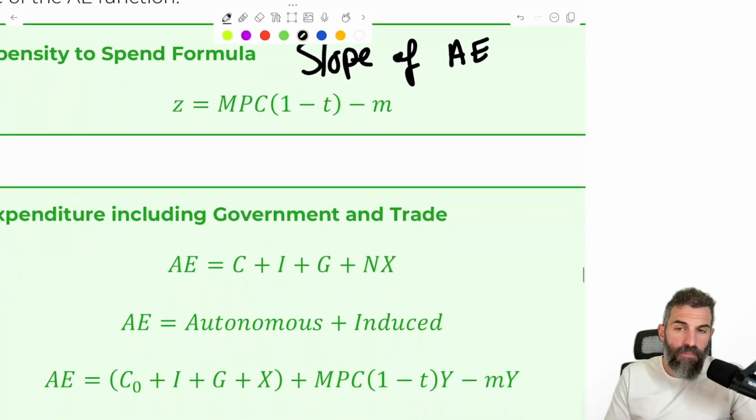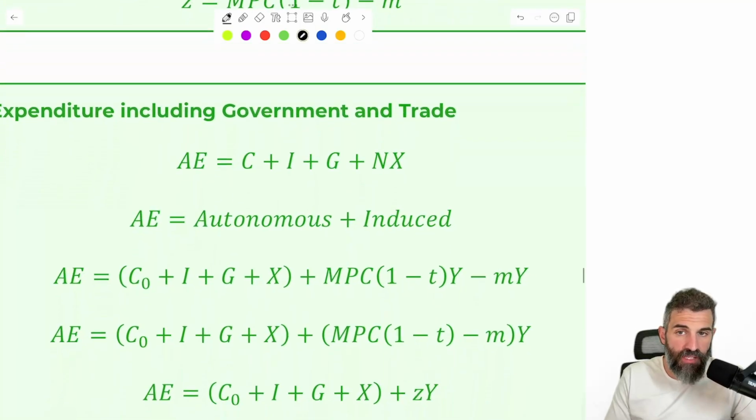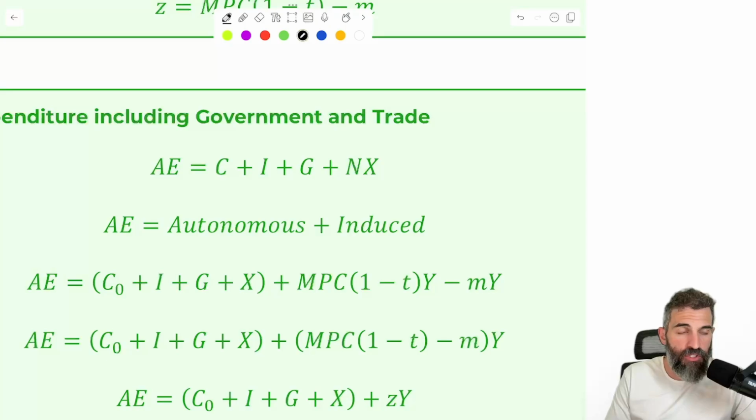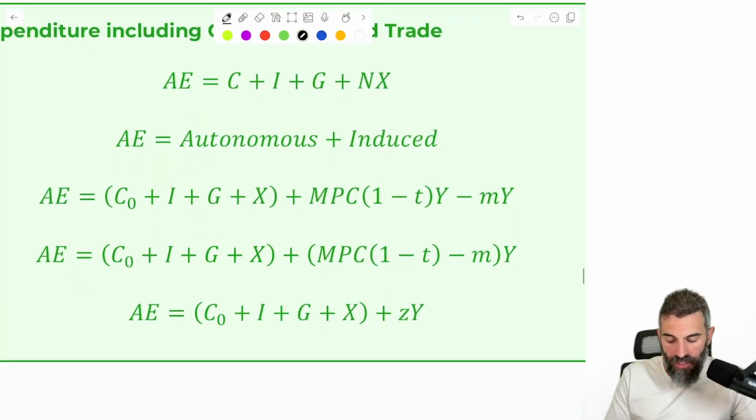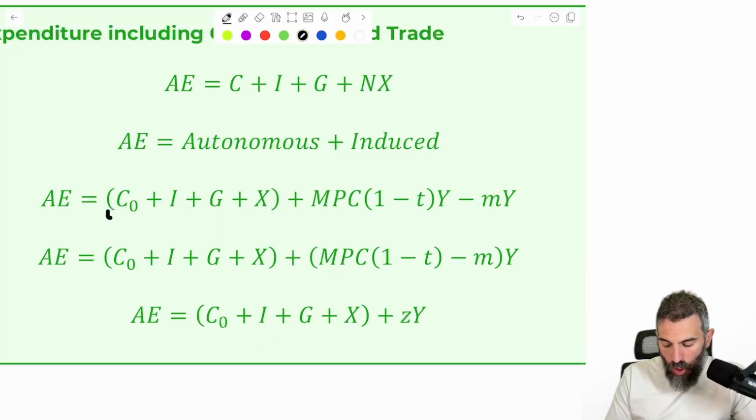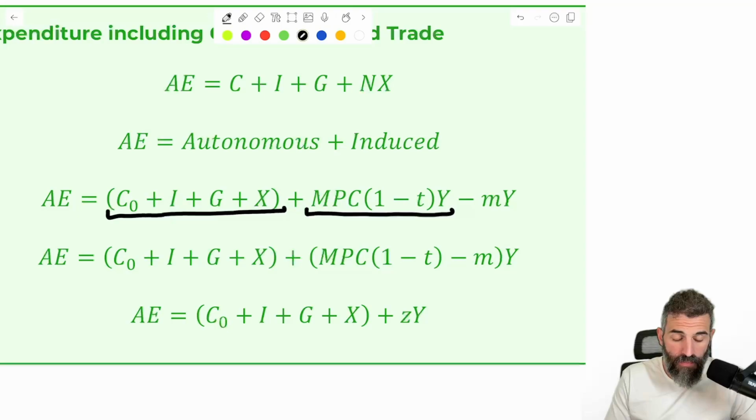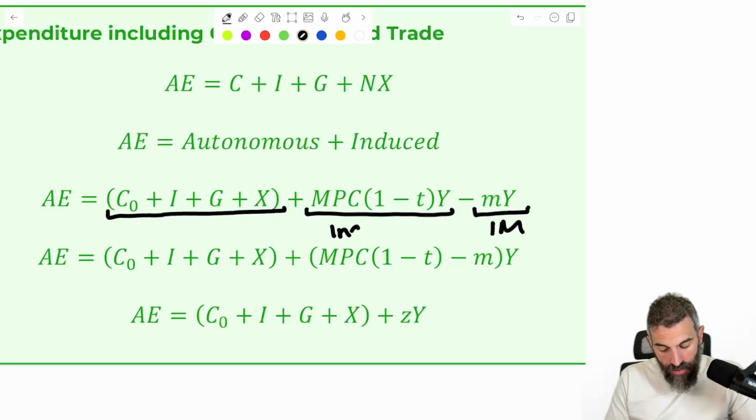So now let's put it together. Here you've got the function that you recognize. Aggregate expenditure is C plus I plus G plus NX. It's also autonomous plus induced. So I've organized this. I put all of the autonomous components on the left here: autonomous consumption, investments, government, and exports, which are always autonomous. And the induced is on the right. You've got induced consumption, and you've got your imports here. This is your imports, and this is your induced consumption.